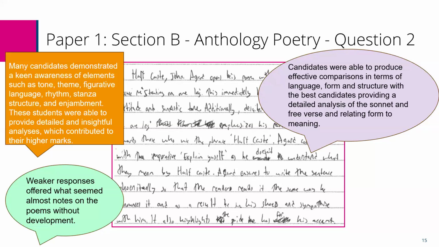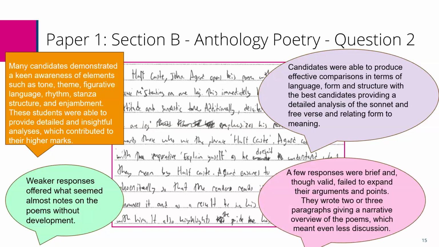Weaker responses offered what seemed almost notes on the poem without development. And a few responses were brief and, though valid, failed to expand their arguments and points. They wrote 2 or 3 paragraphs giving a narrative overview of the poems, which meant even less discussion. So that's a little bit of feedback specifically about question 2 on Half-Caste and Remember.